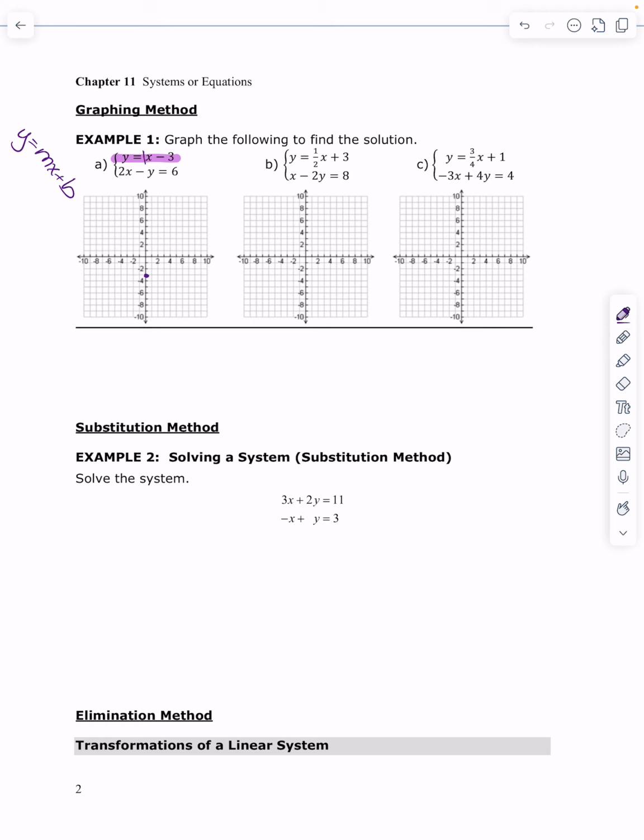Remember, if we have no number there, that means rise over run is 1, or 1 over 1. So I'm going to go up 1 in the positive direction, over 1 in the positive direction. I could use any ratio that gives me a slope of 1, so I could go up 2 over 2. Pretty standard slope here.